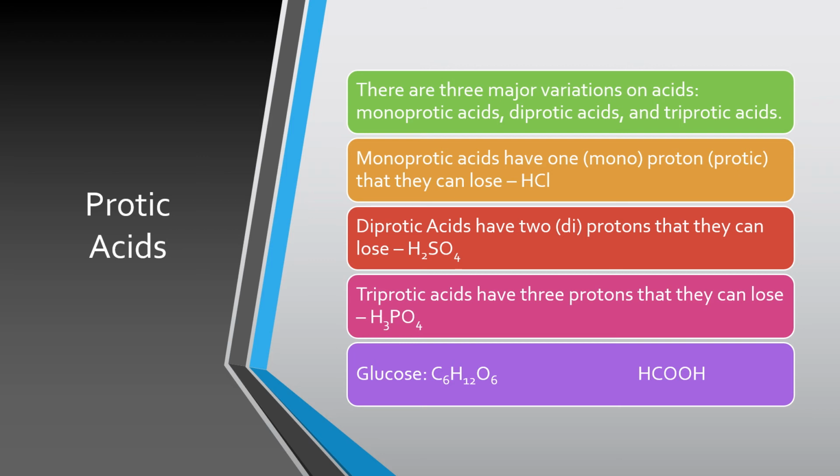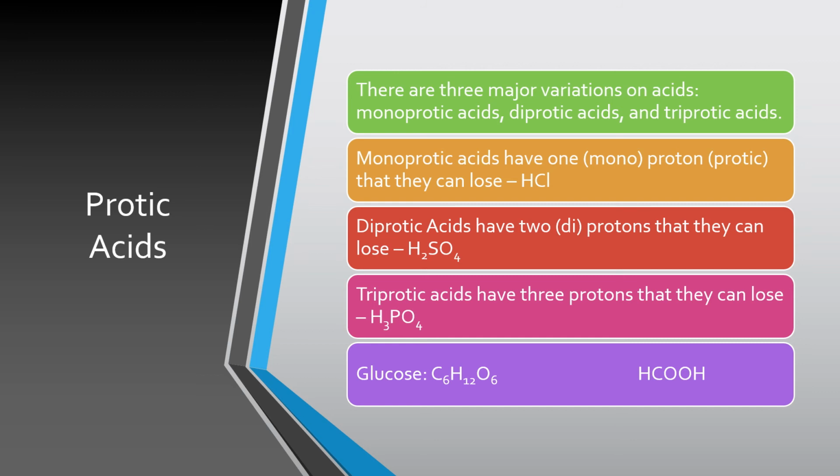A common example of a monoprotic acid is hydrochloric acid. Diprotic acids have two protons they can lose, and include acids like sulfuric acid. Triprotic acids, as I'm sure you've guessed by now, have three protons to lose, and include acids like phosphoric acid.